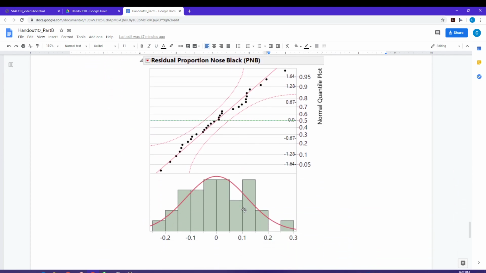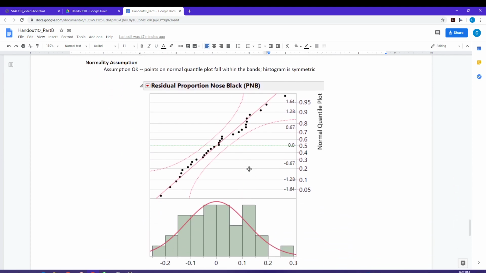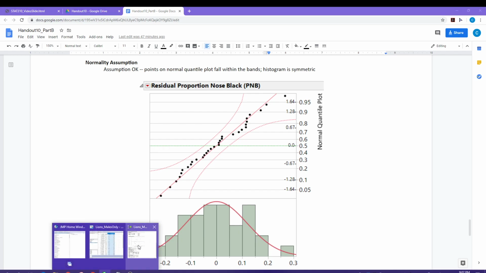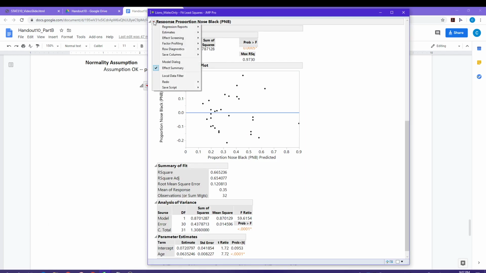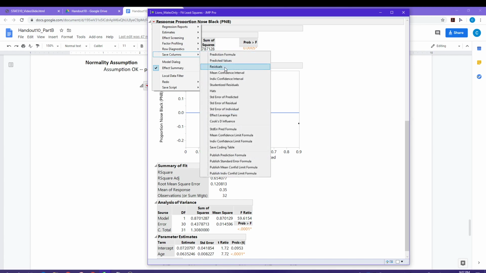How about the normality assumption? Let me show you how to create this graph. So when I fit my model, from the drop-down menu, I can say Save Columns, Residuals.